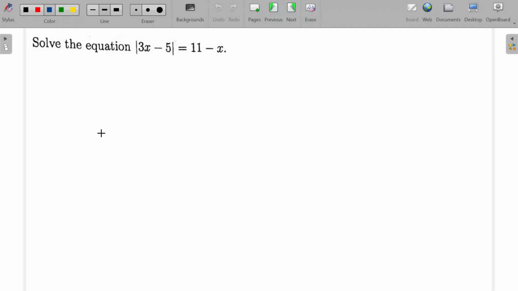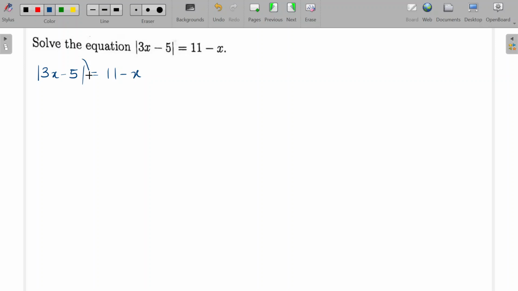Okay, so there's another question here. It's a modulus equation. The question says: solve the equation, modulus of 3x minus 5 is equal to 11 minus x. When you're given this question, there are two methods on how you can solve this, but I would rather you use this method.